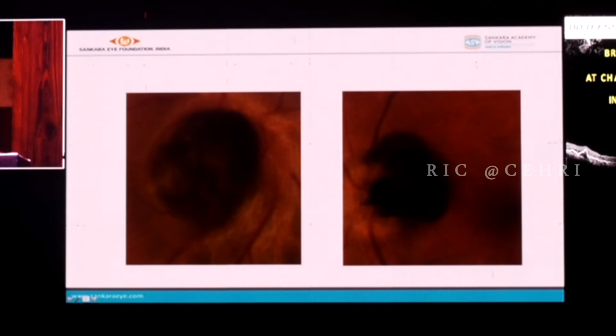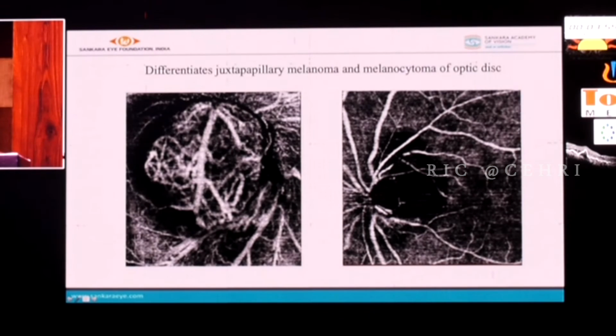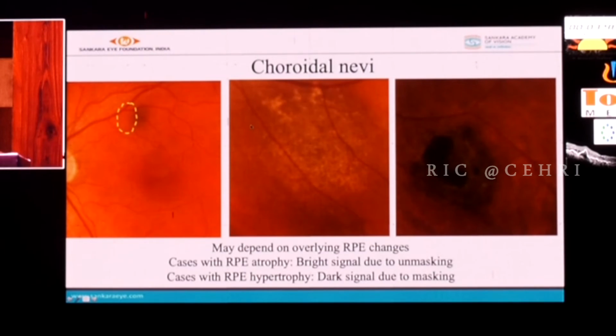Both are peripapillary tumors, and this looks like a melanoma and this looks like a melanocytoma, which indeed you can confirm by looking for the vasculature within the tumor in the melanoma, in contrast to what you see in the melanocytoma. What about choroidal nevi?